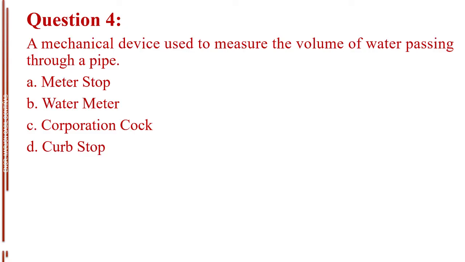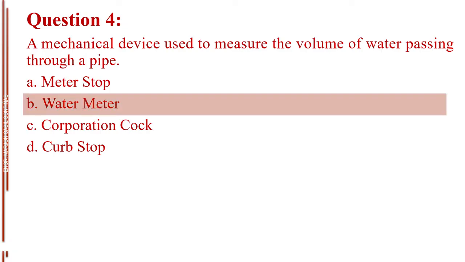Question number 4. A mechanical device used to measure the volume of water passing through a pipe. Letter A, meter stop. Letter B, water meter. Letter C, corporation cock. Letter D, curb stop. The answer is letter B, water meter.